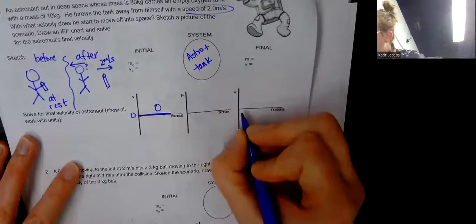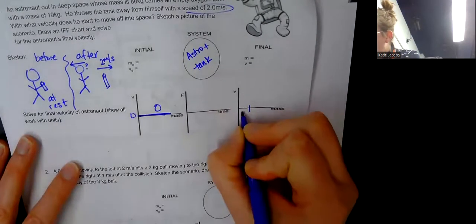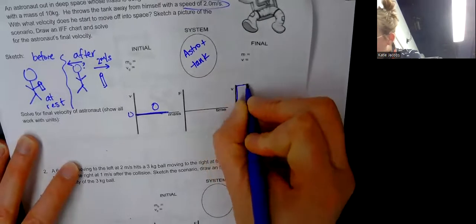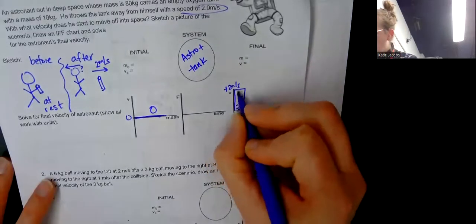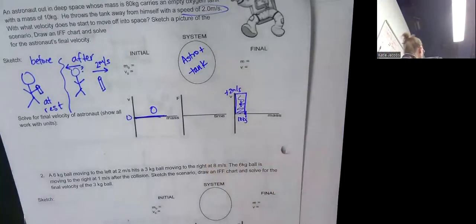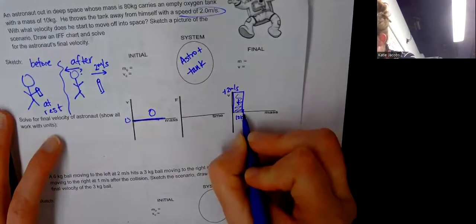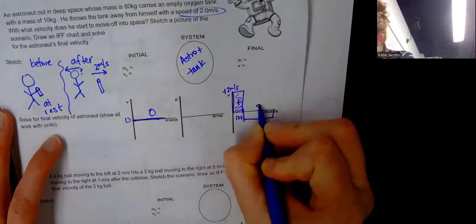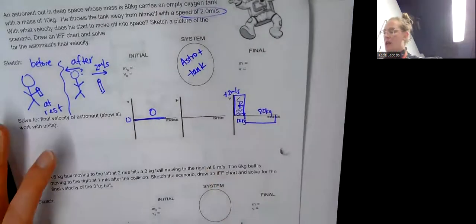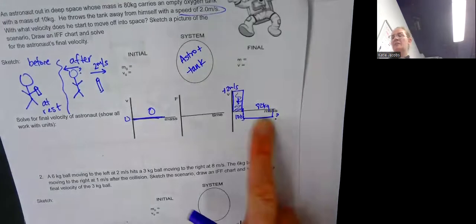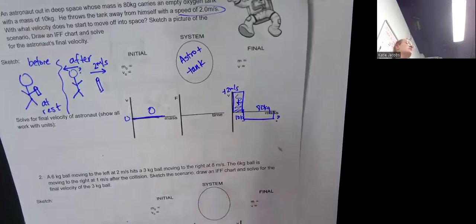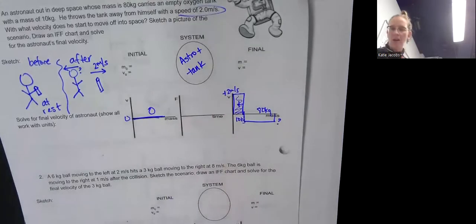So at the end, we have a tank of 10 kilograms with a velocity of positive 2 meters per second. So it has a positive momentum. In fact, I know its momentum. It's 20, 2 times 10. The astronaut has a mass of 80 kilograms, and I'm going to put a question mark here. I don't know his velocity, but I know it's negative. He has to move to the left, and I can anticipate it's not going to be as fast as 2, because if he's heavier, he should be moving slower. Okay, we saw that again in our cart demo on Friday.